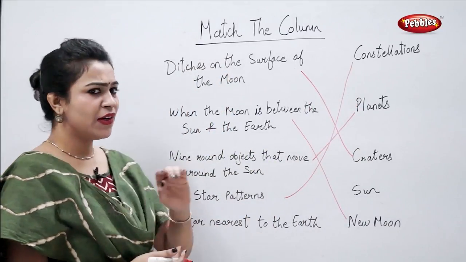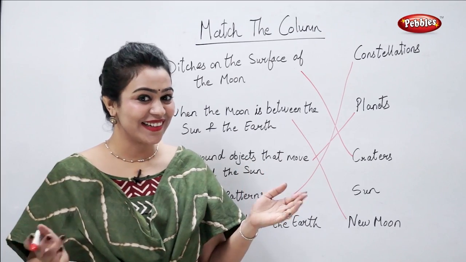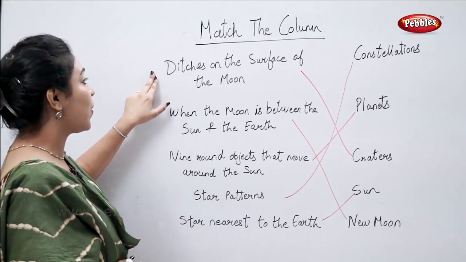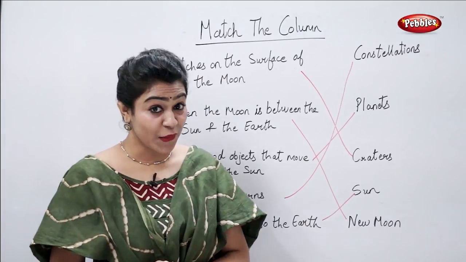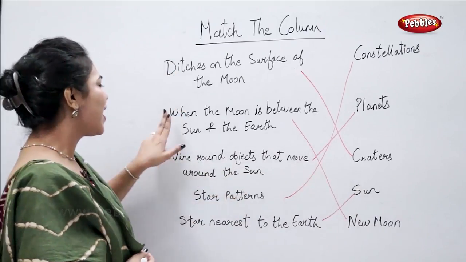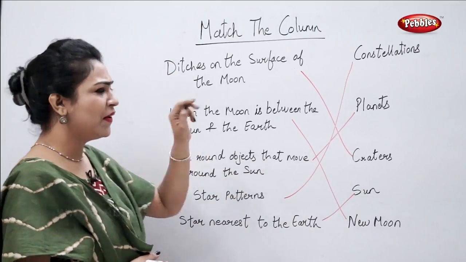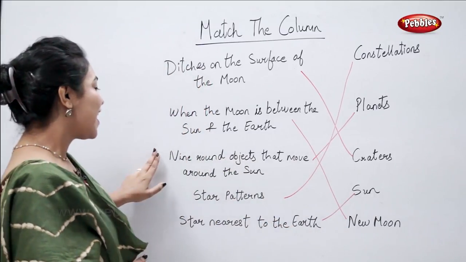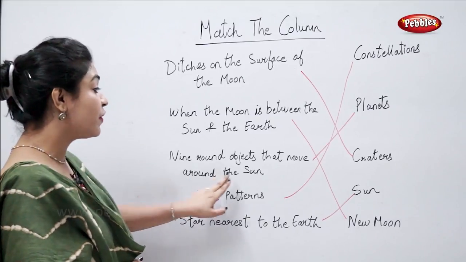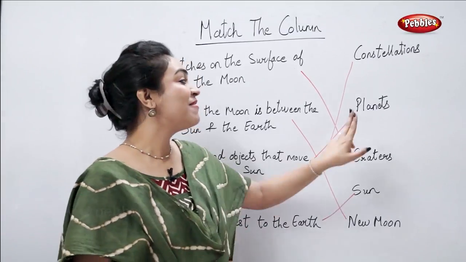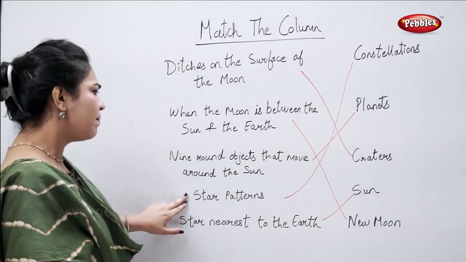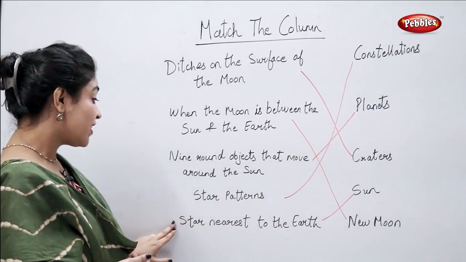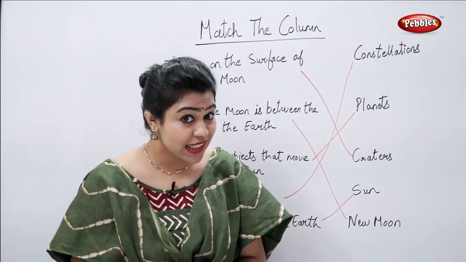Star nearest to the earth. The easiest one. Sun. Ditches on the surface of the moon are called craters. When the moon is between the sun and the earth, the night is called new moon night. Nine round objects that move around the sun are planets. Star patterns are called constellations. Star nearest to the earth is sun.